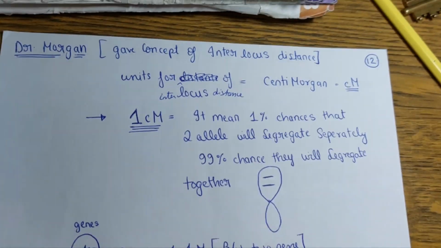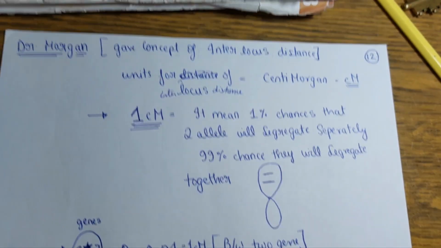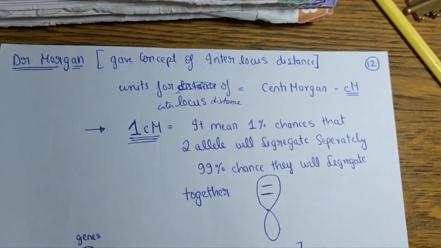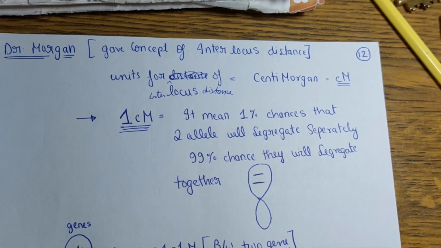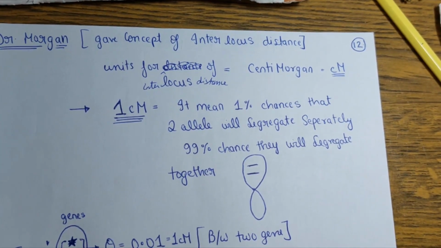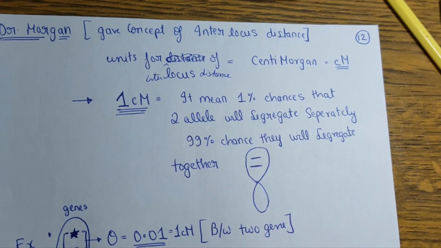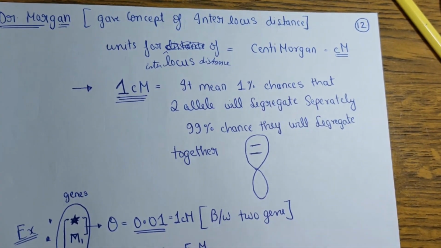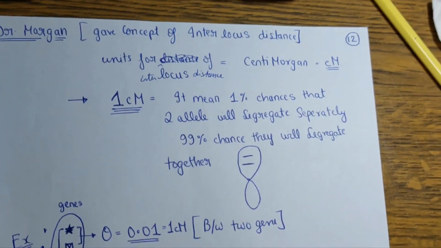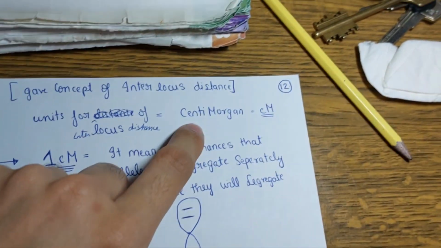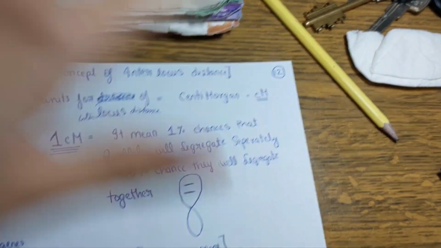Now we are going to discuss centimorgan. What is centimorgan, or the unit of centimorgan? Thomas Morgan was the first person who gave the concept of interlocus distance, or distance between particular alleles or a genetic marker and a disease causing gene or whatever. So the unit for interlocus distance is named after him and is called centimorgan. C is small, M is capital.